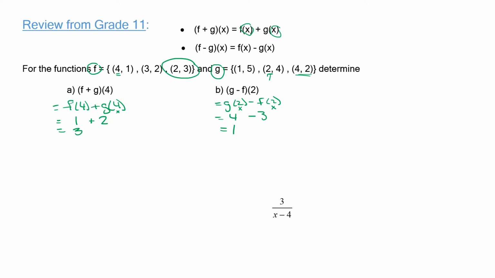But you must have matching x values. If I asked you for f plus g at, let's say 1, that would be f at 1 plus g at 1. Well, I don't have an f at 1. I have g at 1, that's 5. I can't add these two. So the x values must exist in both functions, or we're not able to add them. That's the domain issue. We're going to talk about that in a minute.